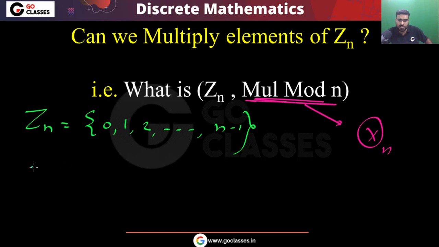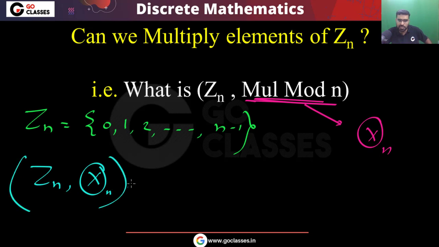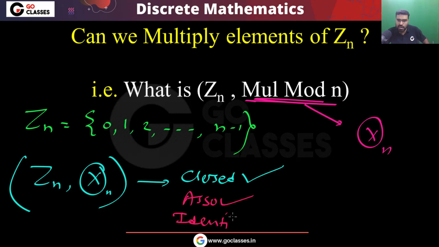What is this structure? This Zn under multiplication modulo n. We have already seen that this will be closed, so the closure property will be satisfied. Similarly, the associative property will be satisfied because this is similar to multiplication. Identity element is also there, that is 1. There is no problem.